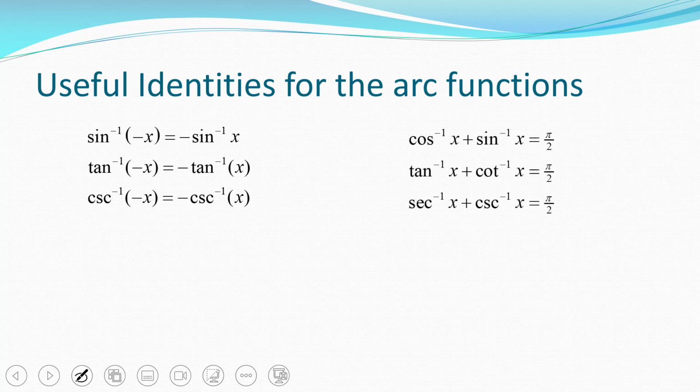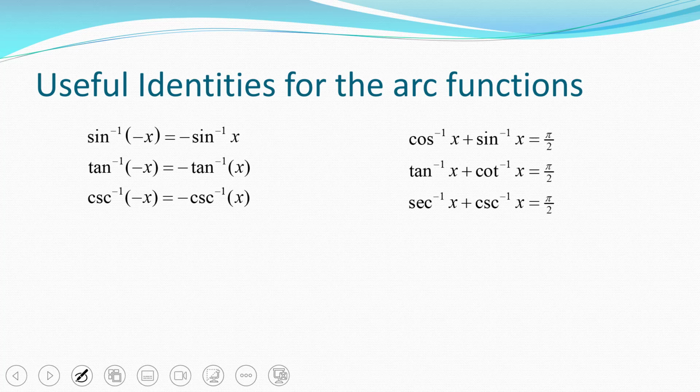Also, we get that the arc cosine plus the arc sine is pi over 2. The arc tangent plus the arc cotangent is pi over 2. And the arc secant plus the arc cosecant of x is also pi over 2. These also come directly from the reference triangles, because whenever you draw one of the reference triangles, one of the angles is right next to the origin, and that's usually the arc function you're interested in. But the other acute angle is actually one of the other arc functions. So the sum of those arc functions has to be 90 degrees. This is just a way of writing that down algebraically.